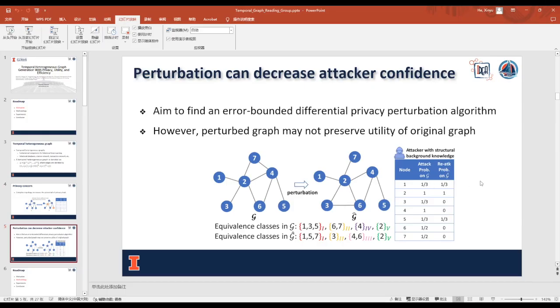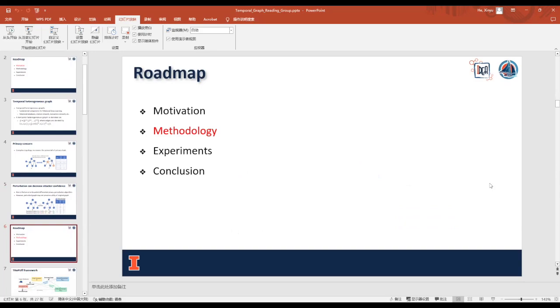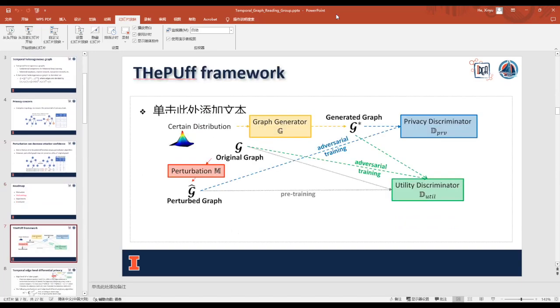In this work, we aim to design an error-bound differential privacy perturbation algorithm for temporal heterogeneous graphs. However, the perturbed graph, although it can increase the privacy of the synthetic graphs, does not preserve the utility of the original graph. If we do a lot of perturbations, it could be just some random graph that is not at all the same as the original graph. So based on this, let's move on to the methodology.